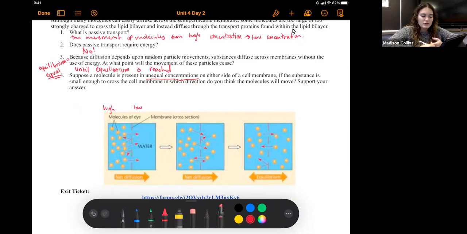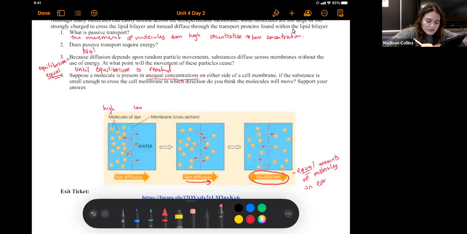So over time, what's going to happen? Well, we see that those molecules actually start to diffuse or move across that cell membrane until something called equilibrium is reached. Okay, and with this equilibrium state, we see that there are equal amounts, so there's that word again, equal amounts of molecules on each side of the membrane. Okay, so that kind of has to do with question 3, but now let's go back to number 4.